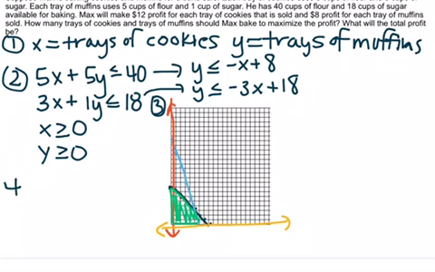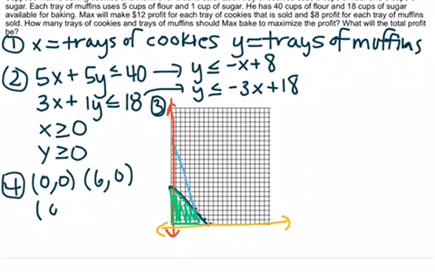Back to step 4, my vertices. 0, 0. That one really doesn't make sense. It doesn't make sense for him to make no cookies or muffins because he's not going to maximize his profit that way. But it is a vertex. We have one at 6, 0, 0, 8. And we have one at 5, 3.